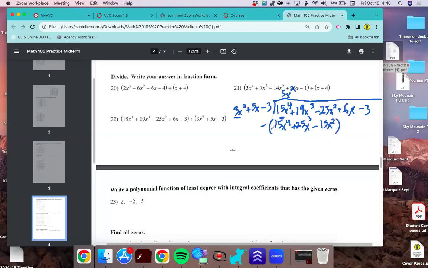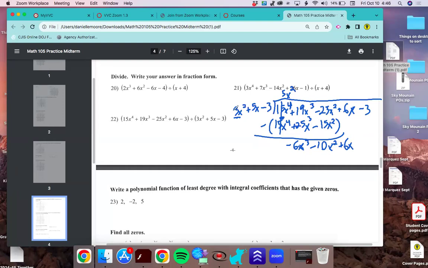Then we're minusing it. And so remember, that minus is going to mess things up. 15 minus 15 is fine, gone. 19 looks like plus 25, but we know better. It's a negative. So 19 take away 25 is -6x^3. And then negative 25, not minus, but plus, because it's a minus minus. So positive 15, negative 25, positive 15, that's a negative 10x squared. Drop in the next guy, 6x.